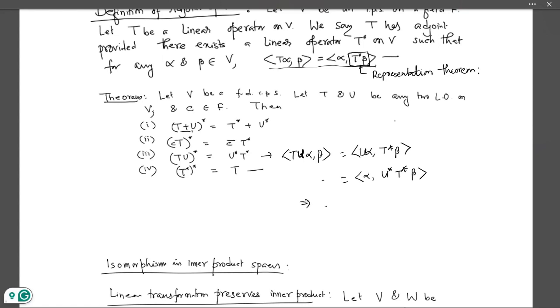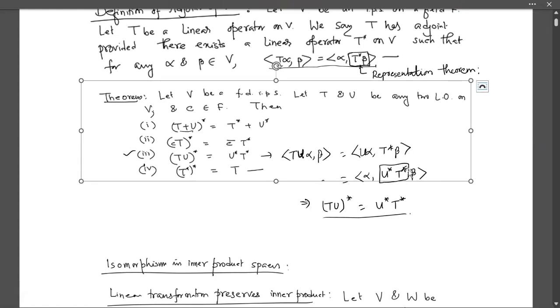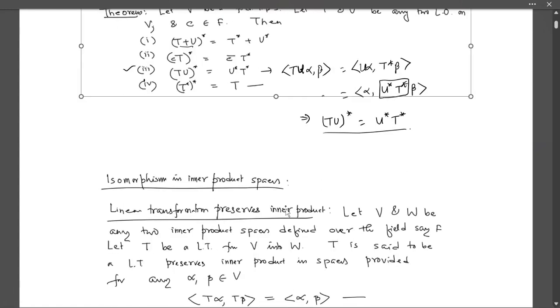This implies (TU) star is equal to U star T star. So this is how we prove the third one. Similarly, the fourth is proved easily. Remember, the adjoint of the adjoint is again the same operator.